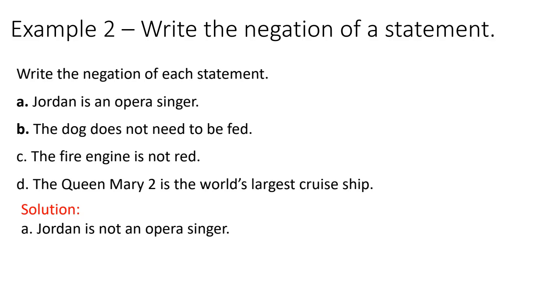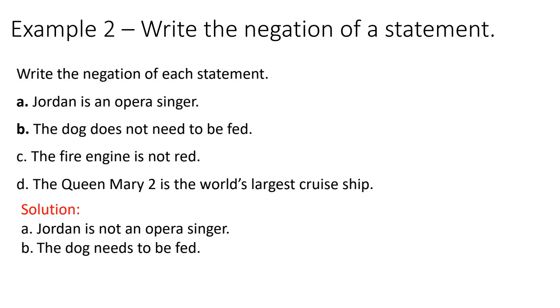Example B says the dog does not need to be fed. So this already says that it does not need to be fed. So the negation of this would be that it needs to be fed, right? The dog needs to be fed. So you see, the negation is not always adding the word not. If it already has it, then the negation eliminates it. So it's the opposite.